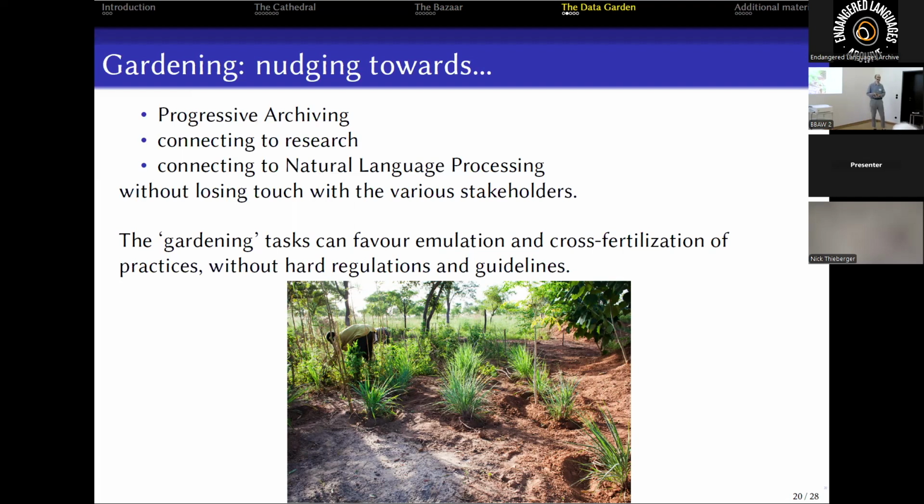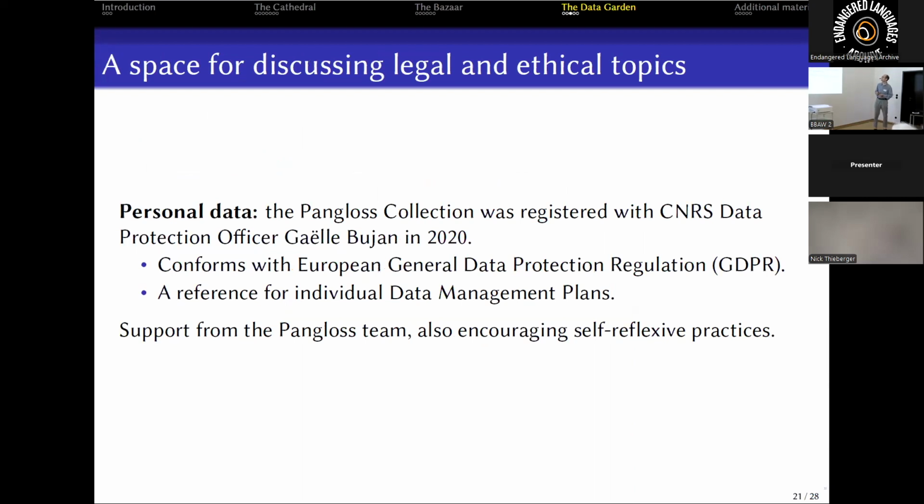Connecting to research is something that we want to stay in touch with. It's not the most fashionable right now in language archiving, where the focus is on giving back to the communities, and that comes and goes, and it's all super important. But the connection to research, which historically we have been strong on, is something we want to keep, and connecting to NLP without, of course, losing touch with anyone. That's very important. So I'll rush towards the end. I have 2 slides left.